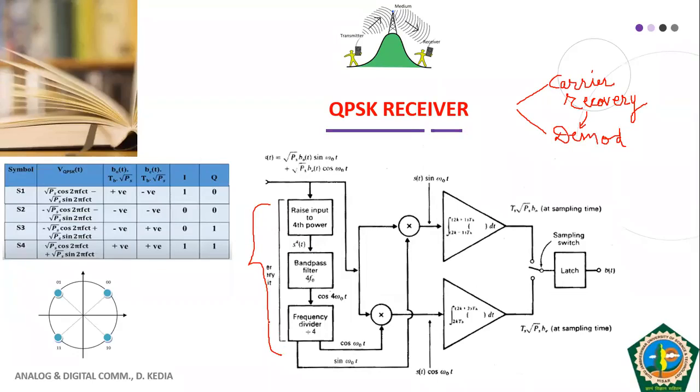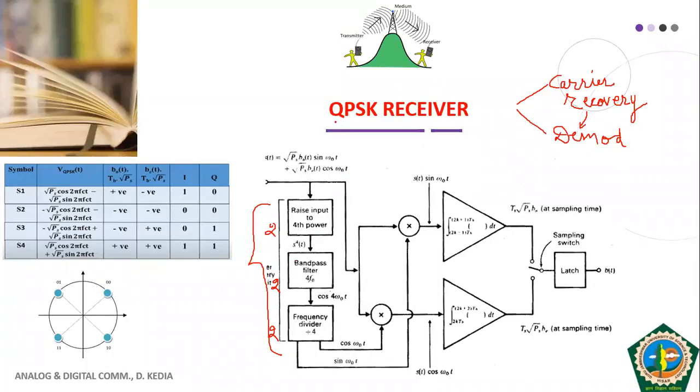So in BPSK, what we did, we raised our received signal to the power 2. Then we had used the band pass filter corresponding to center frequency 2f0. Then we had divided our frequency by 2.